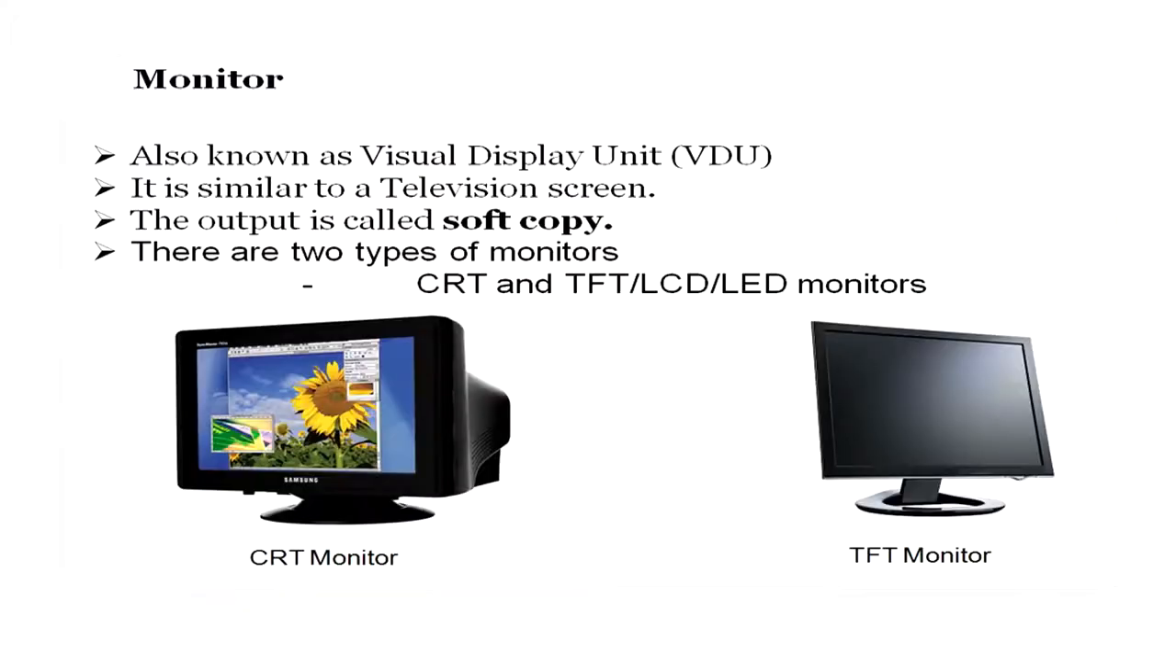So we start with the monitor. Each one of you must have seen the monitor. It is also known as VDU, just like a television screen. The output that we receive on the monitor is known as soft copy. There are two types of monitors. We have CRT and TFT LCD or LED monitors.